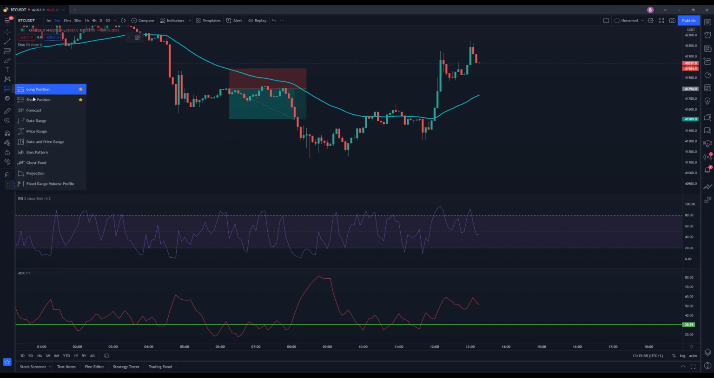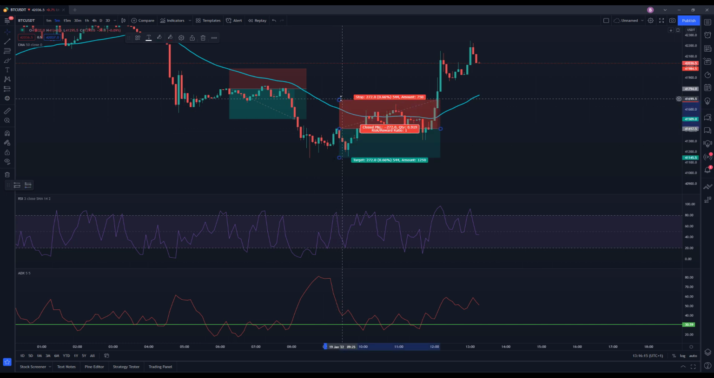Let's take a short position right here, because the RSI is above the 80 and the ADX is on the 50, so that's pretty high. So we take a short position on the candle close, on the candle open of the next one. That will be here. Stop loss on the 50 EMA.